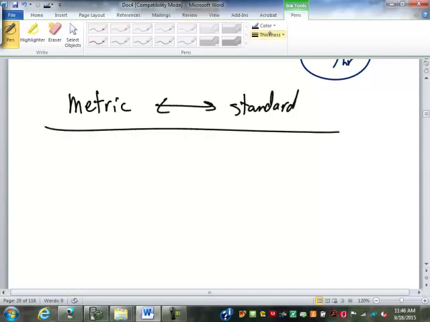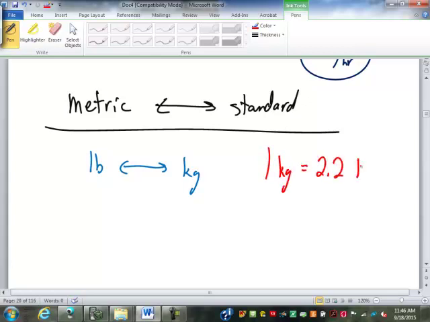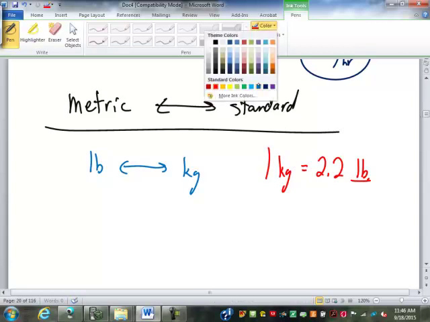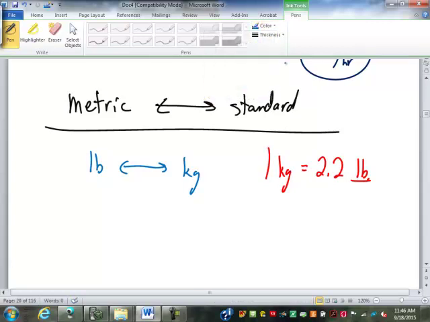And the conversion that we're going to be making a lot between metric and standard is pounds and kilograms. 1 kilogram is approximately 2.2 pounds. It's actually like 2.206 or something like that. It's 2.21 something. But for our purposes, 2.2 is close enough. Most of our medicines now, the dosages are based on kilograms, not on pounds.